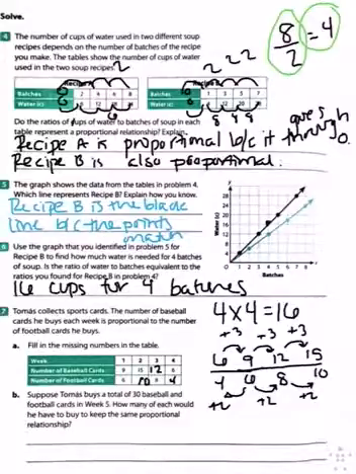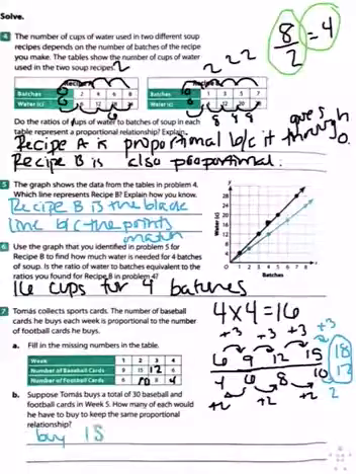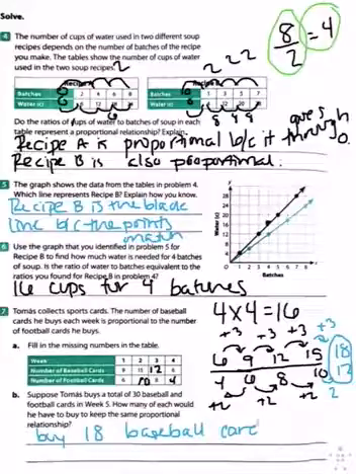For letter B, it says, suppose Thomas buys a total of 30 baseball and football cards in week 5. How many of each would he have to buy to keep the same proportional relationship? We can simply continue the pattern as we were doing. If I go up 3, again, that puts me at 18. I go up 2, that puts me at 12. 18 plus 12 gives me 30. He would buy 18 baseball cards and 12 football cards.